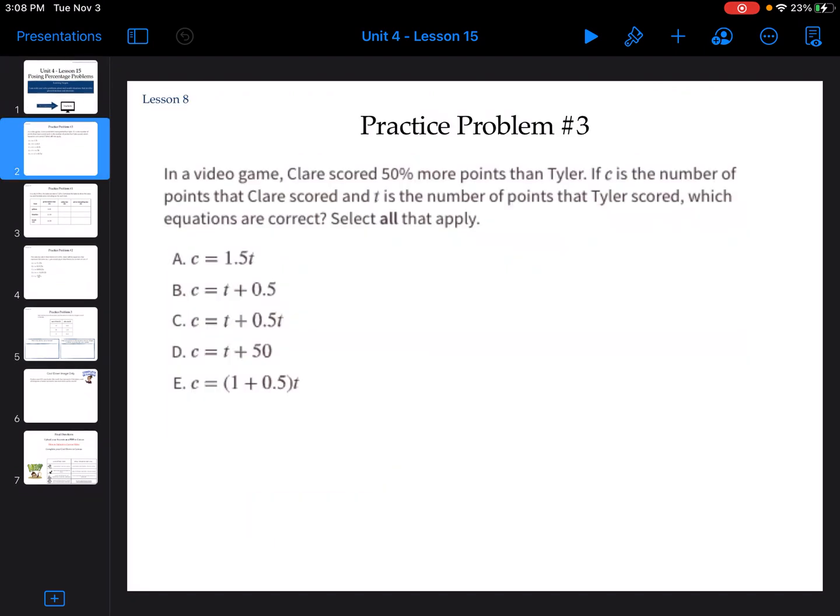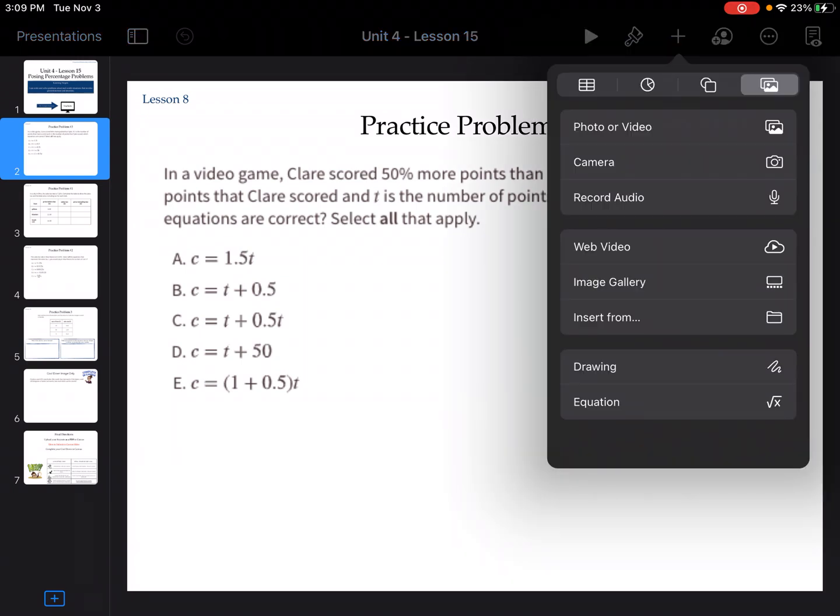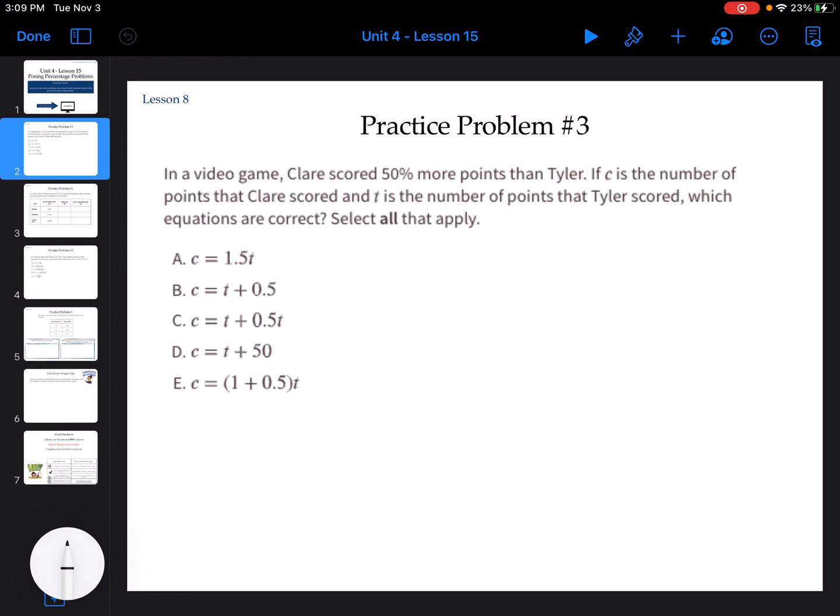So our first question is from Lesson 8, and it says, in a video game, Claire scored 50% more points than Tyler. I remember doing this when we were in Lesson 8. If C represents the number of points Claire scored and T represents the number of points Tyler scored, which equations are correct? Select all that apply.